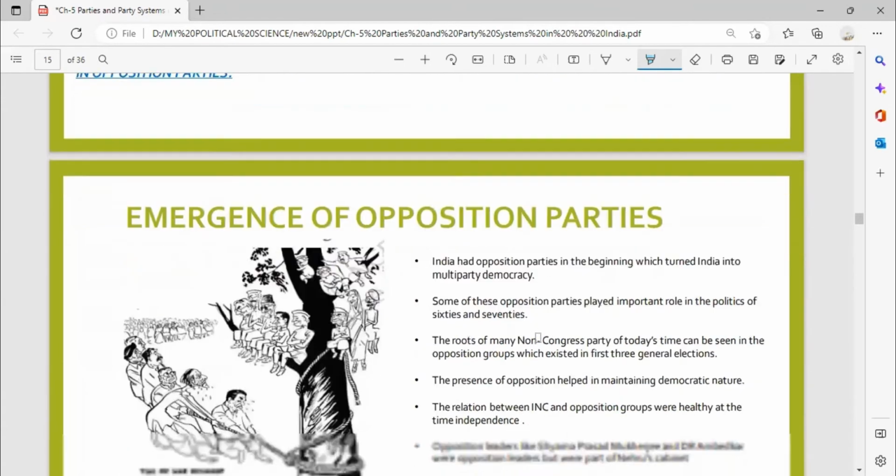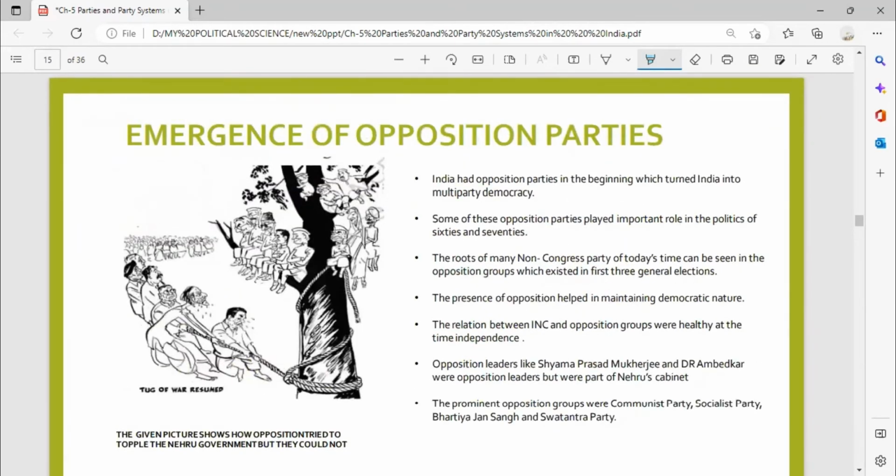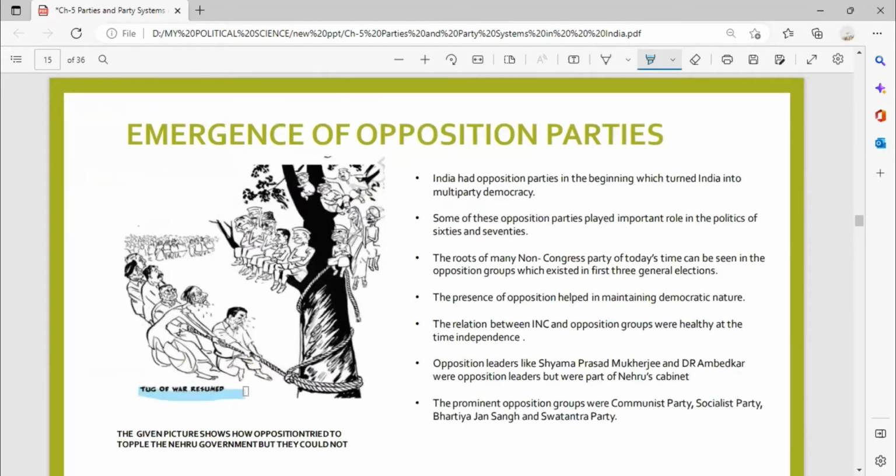Now, emergence of opposition parties. This picture has been asked in examinations also. What does the picture show? So the title is Tug of War, if you see here. The opposition is trying to topple the Congress government, but Congress is like a huge banyan tree, which the entire opposition cannot even topple. You see here, Nehru is sitting here. If you see, Maulana Abul Kalam. So all party members are sitting here. See here, Indira Gandhi is also there.